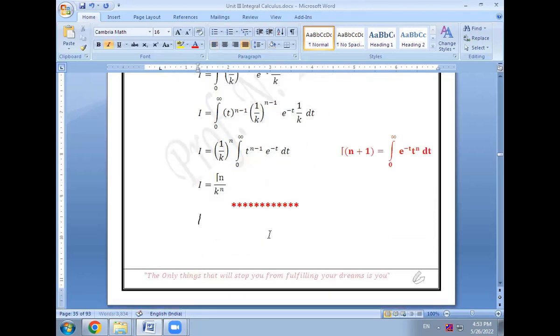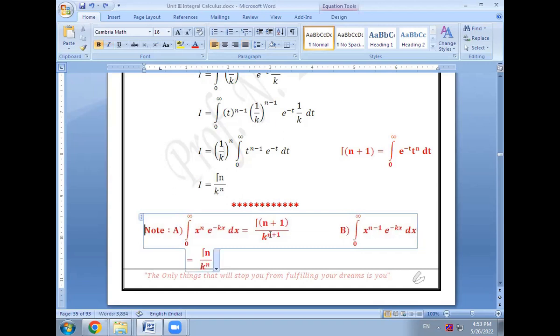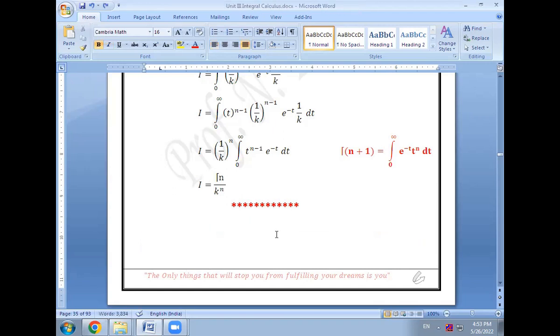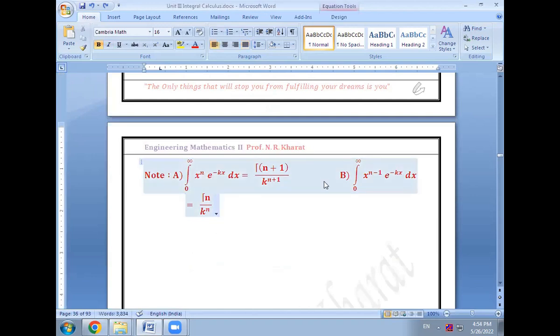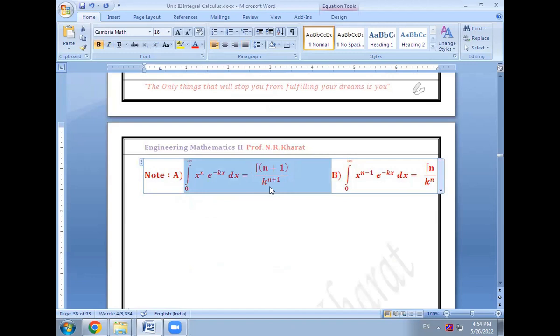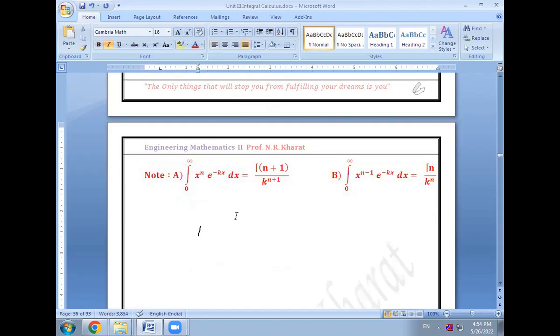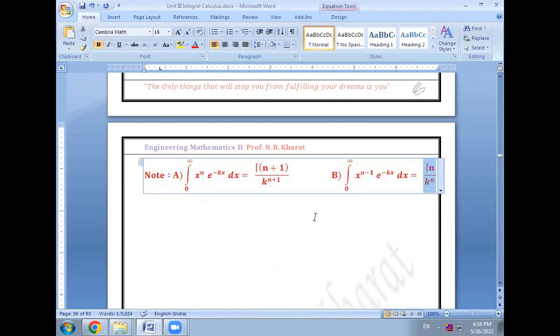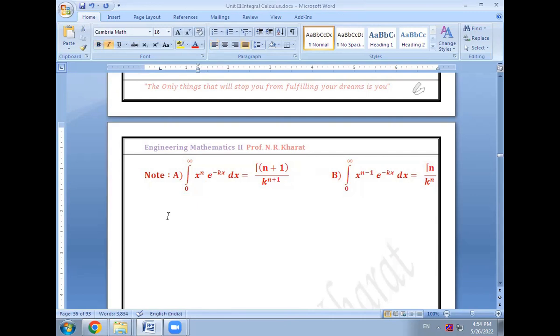In simple manner, we said that if the index of your exponential function is minus kx and is getting multiplied with, suppose, x raised to n, its answer is gamma of n plus 1 upon k raised to n plus 1. If we change the index of x, that is x raised to n minus 1, we get the answer of this particular example as gamma of n upon k raised to n. With the help of this property, we can find the solution of some examples.